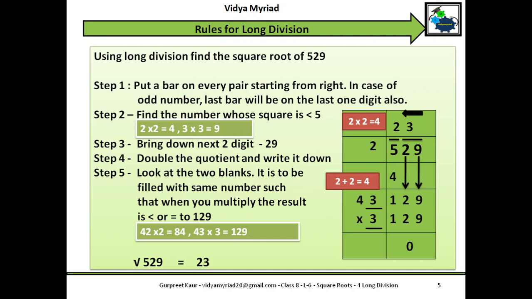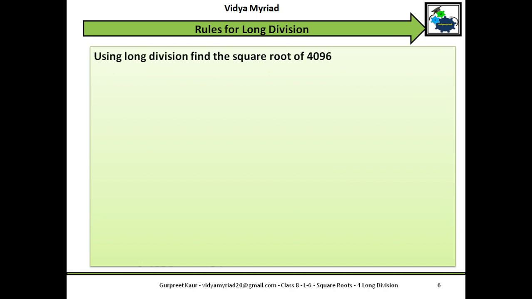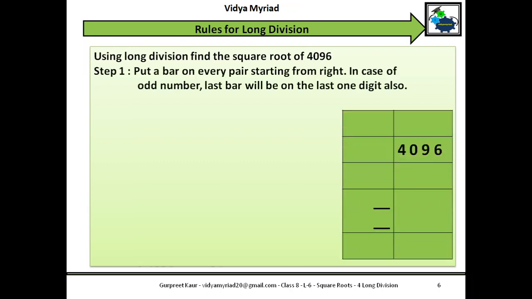Now we will just practice a couple of more questions. You will understand in a better form. Now here I have taken a 4-digit number, 4096. We will follow the same steps. Okay, now we will put a bar on first 96 and then 40. Both are 2 digits, so I will focus on 40.